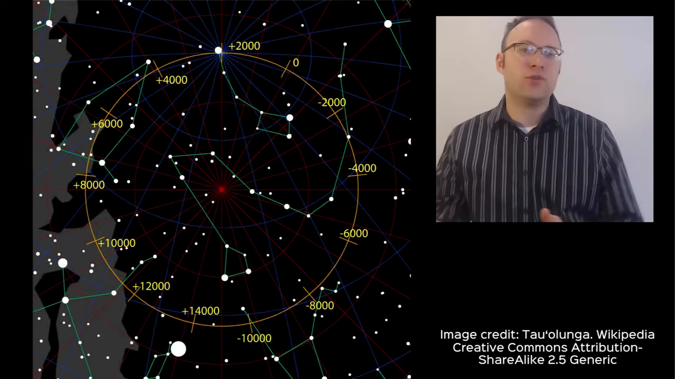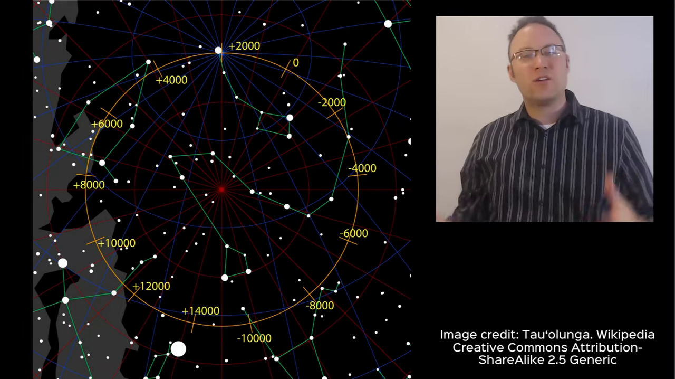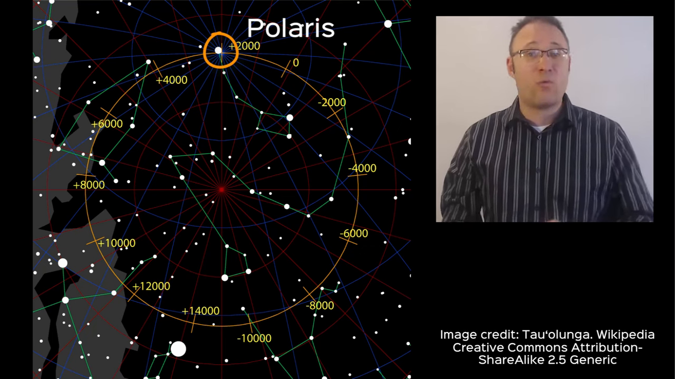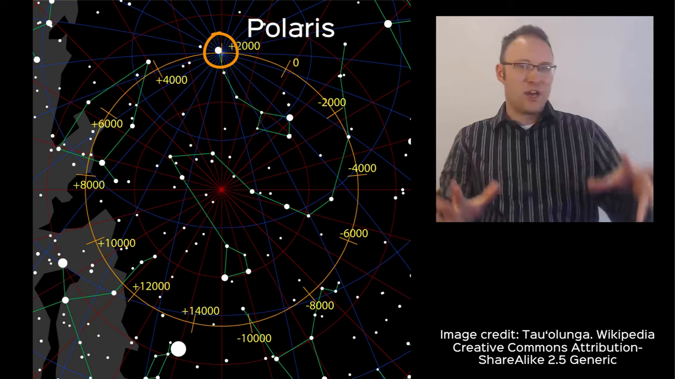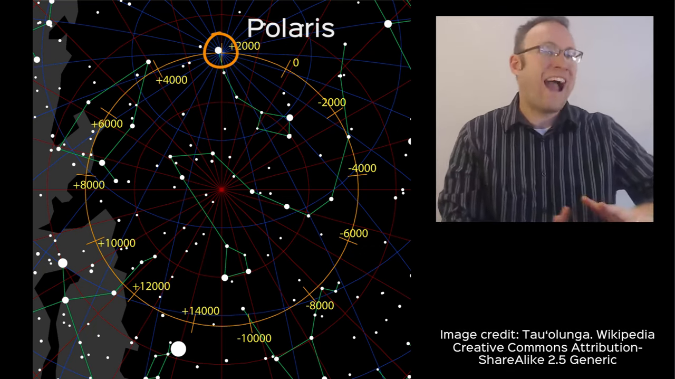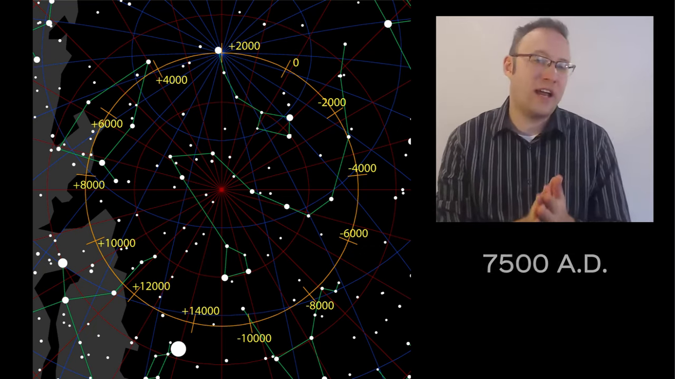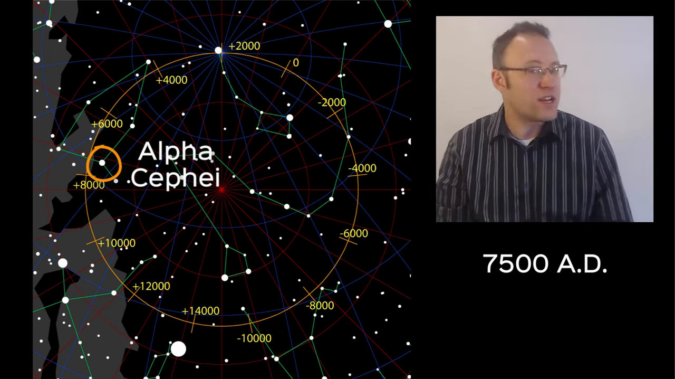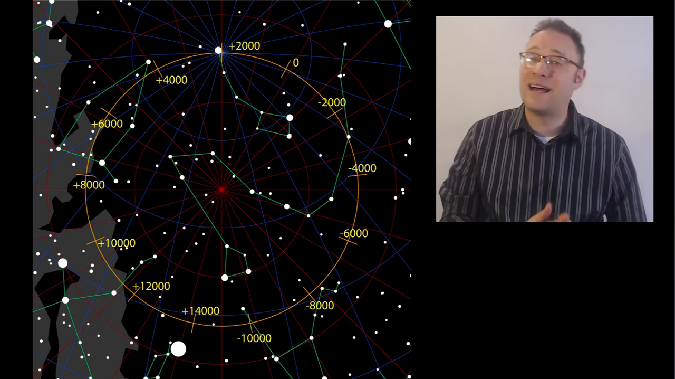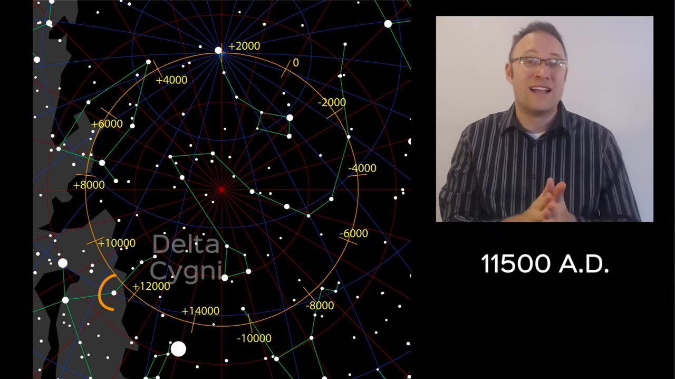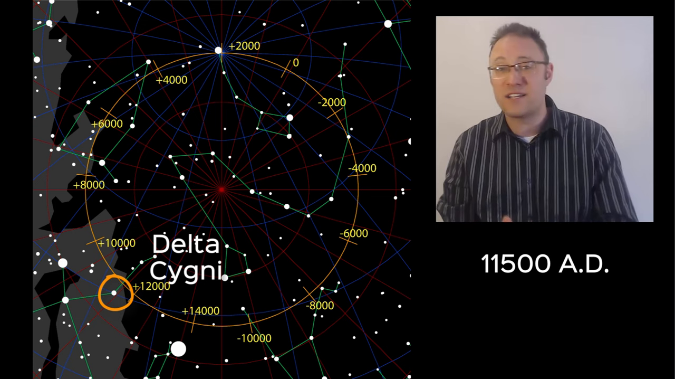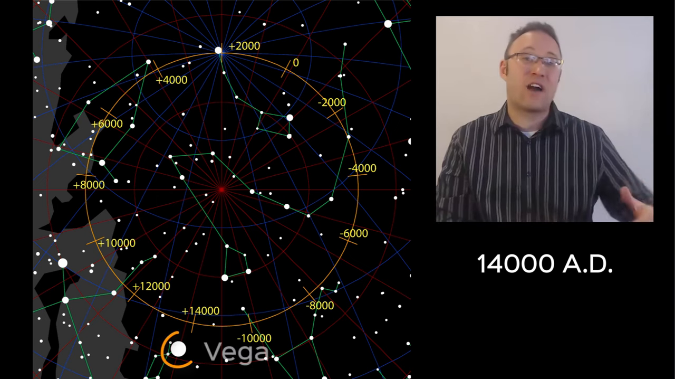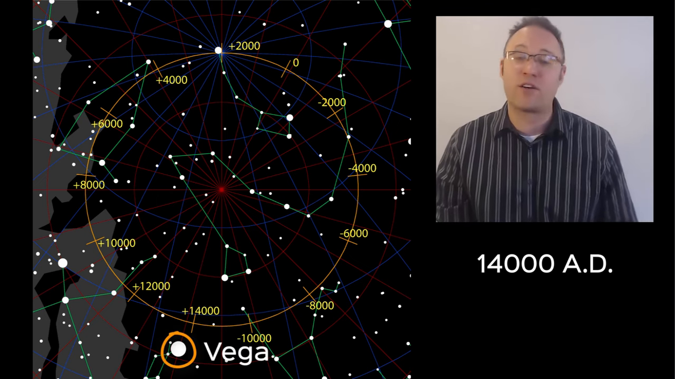Let's see what this change will do to our celestial poles. Here in the north, we are used to seeing Polaris very close to our celestial pole, but it won't always be that way. Now, this diagram here shows the path of the Earth's axial precession. Around 7500 AD, we might be using the star called Alpha Cephei in the constellation Cepheus as our north star. By 11,500 AD, the star Delta Cygni in the constellation Cygnus will be close to the celestial north. By 14,000 AD, the bright star Vega in the constellation Lyra will be our north star.